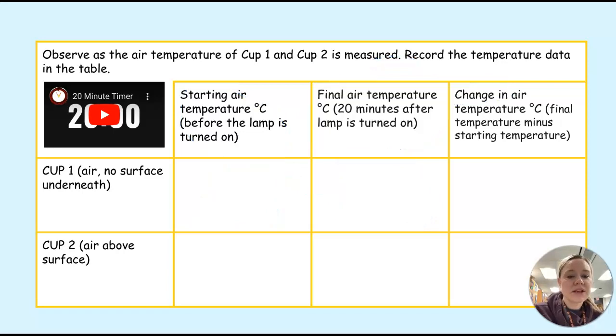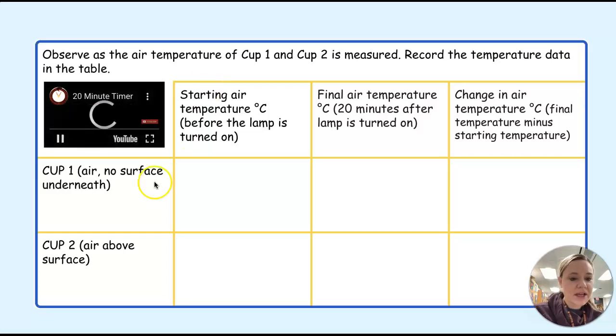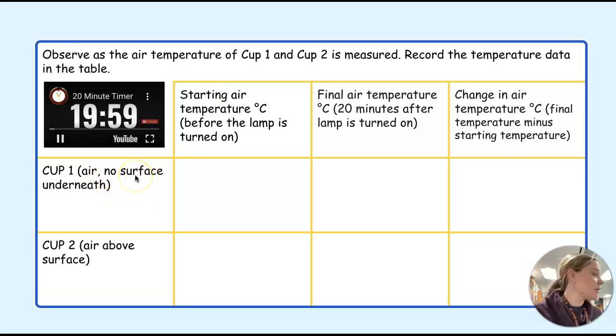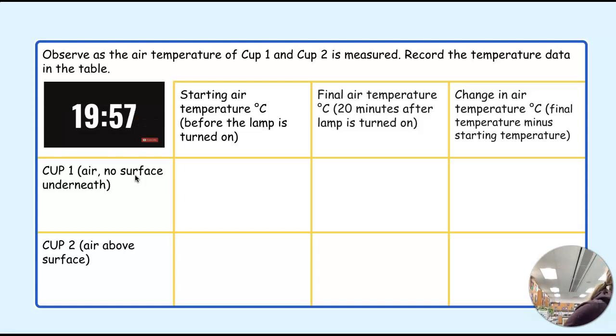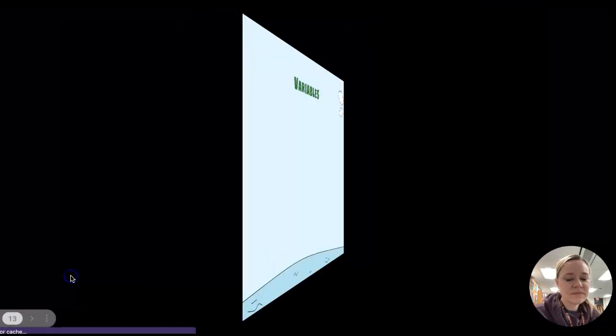So let's take a look at this really quick. Again, no air, so that's cup number 1, and then air above the surface, so that's with the rocks, that's going to be cup number 2.